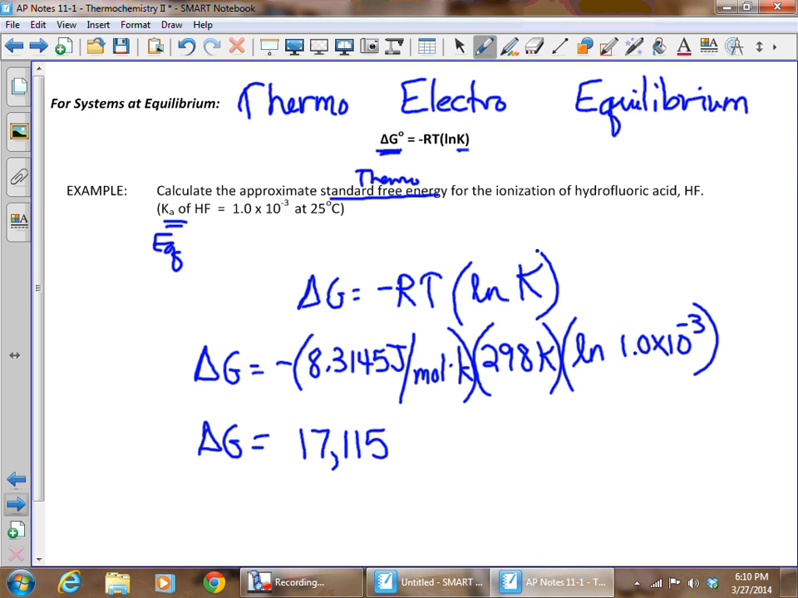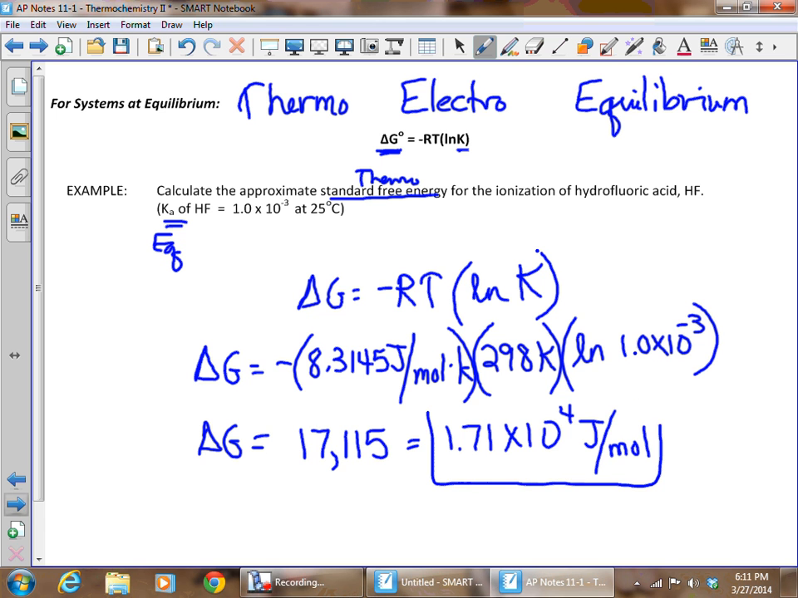Now we can leave this in joules per mole, but if we do, we want to make sure we still think about sig figs. To the 3 sig fig rule, if you want to use a 3 sig fig rule for your AP problems, 1.71 times 10 to the 4th joules per mole. And if you just can't stand not putting it in kilojoules per mole, it ends up being 17.1 kilojoules per mole. And that concludes today's discussion.